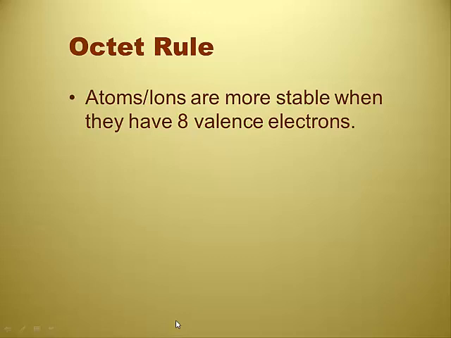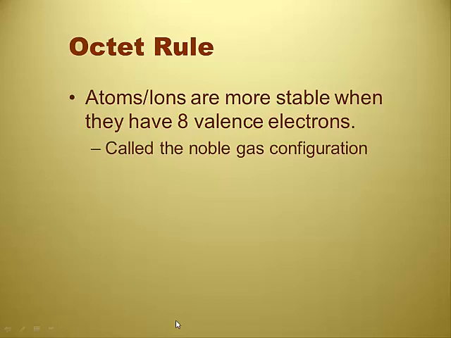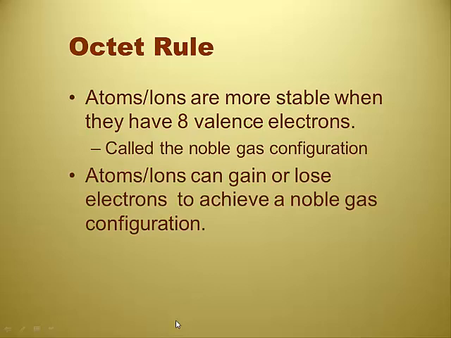So the octet rule is pretty simple. Atoms and ions are more stable when they have 8 valence electrons. Okay, so that's 8 outer electrons. Sometimes this is called the noble gas configuration. Yep. All right. Atoms and ions can gain or lose electrons to achieve a noble gas configuration. Okay, so they can gain or lose.